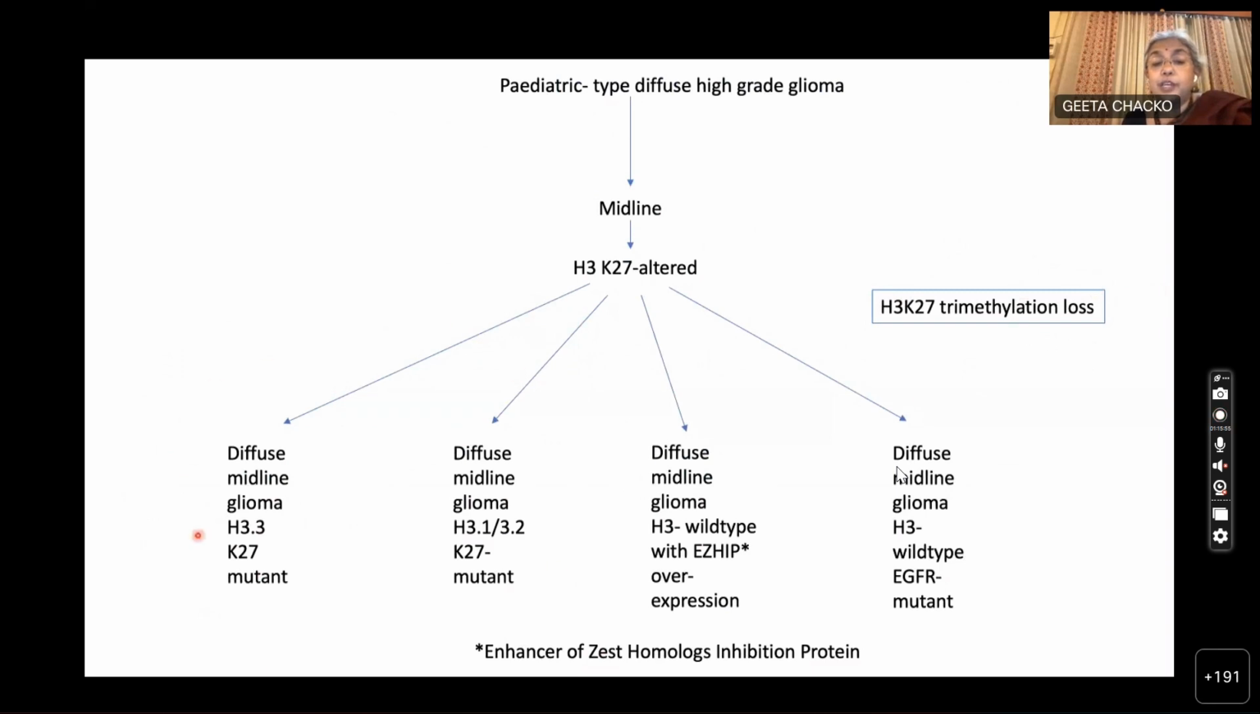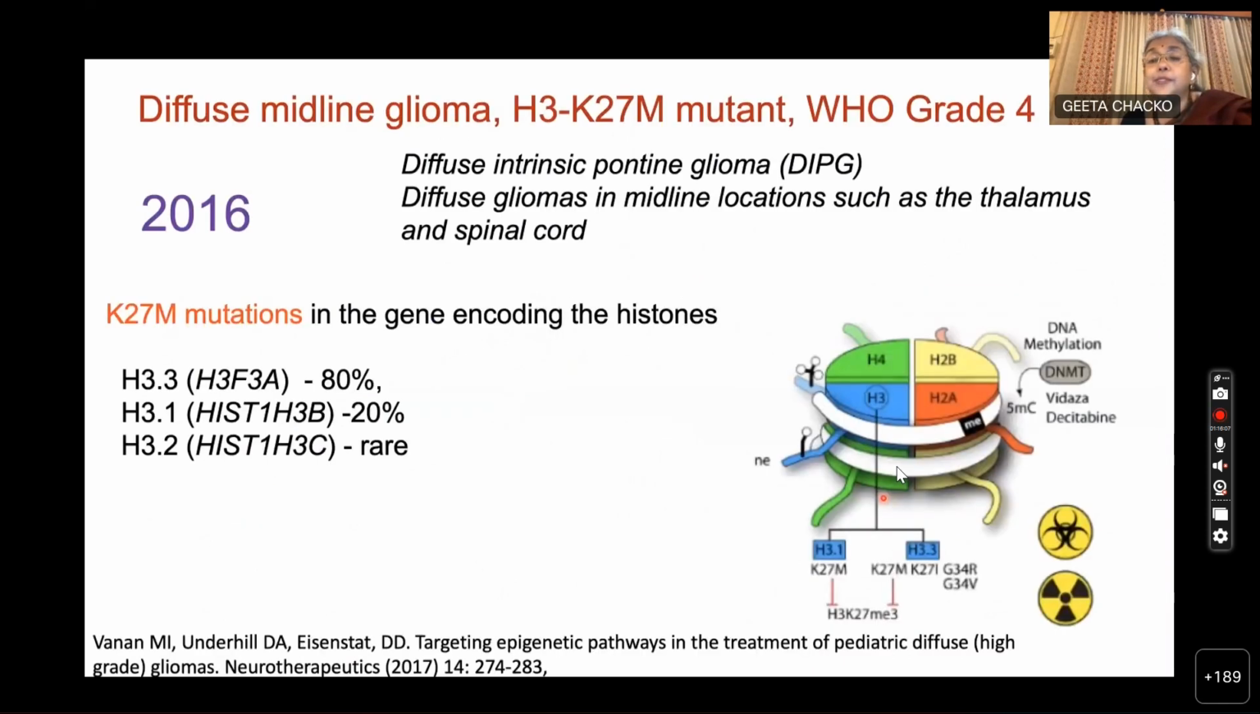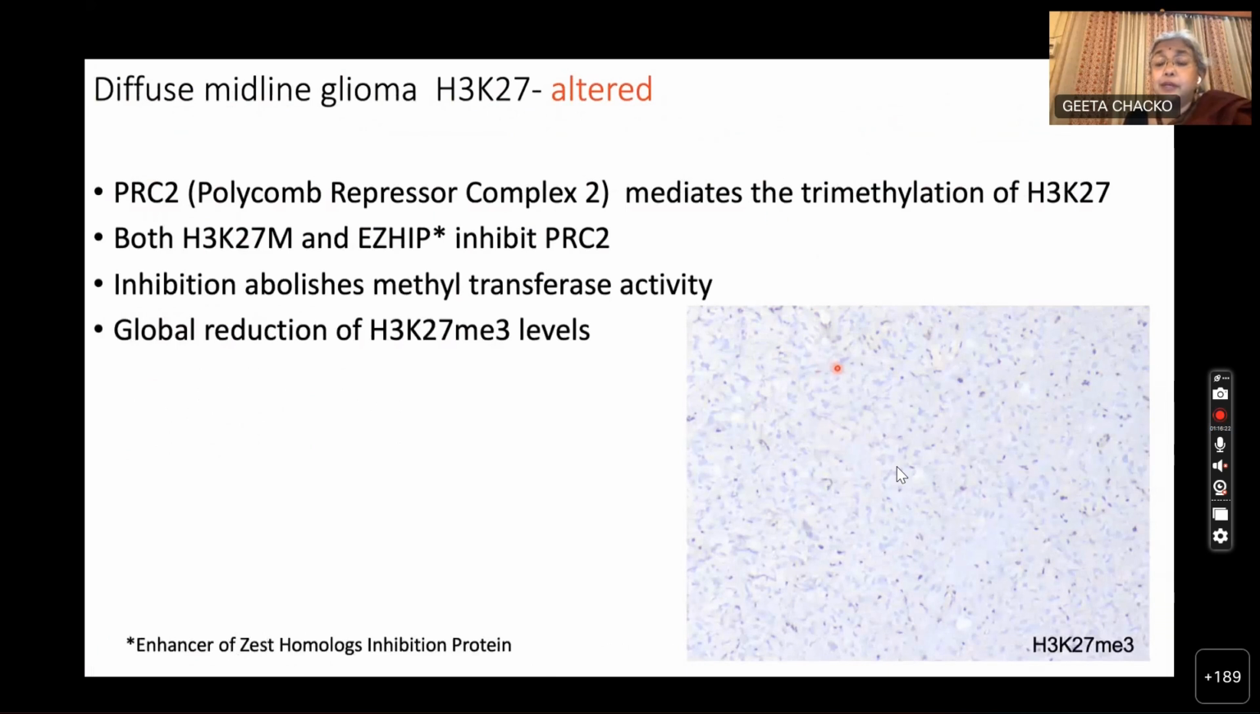So, under the umbrella of altered, the common factor is that they all show this H3 trimethylation loss. Two of these will show the K27 mutation. This one shows EZHIP overexpression, and this particular tumor is EGFR mutant, and this usually occurs in those who show tumors in both thalami. Now, in 2016, you are right, it was called the diffuse midline H3K27 mutant tumor. In the past, these were what we called intrinsic pontine gliomas. But apart from the mutation in K27, what has been found is that this K27M and this other protein EZHIP inhibit the polycomb repressor complex, and this is what mediates the trimethylation of H3.